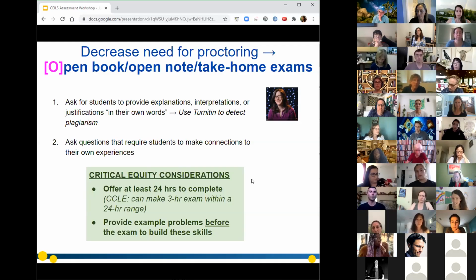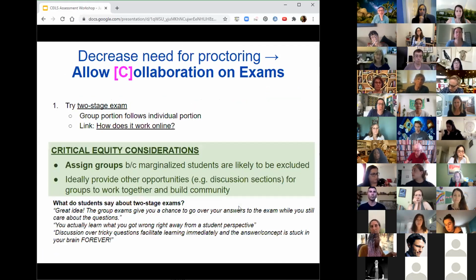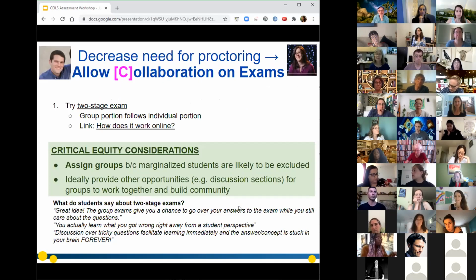Critical equity considerations that we recommend, but you can decide what is appropriate, is to offer at least 24 hours to complete. With CCLE, you can make a 3-hour exam available within a 24-hour range, and provide example problems before the exam to build the skills. So if you're shifting your exam, give them sample problems to practice on. We're going to have a handout that summarizes all this. I'll go through it quickly, but you'll see a handy table that summarizes it.